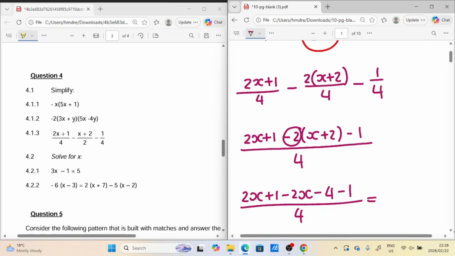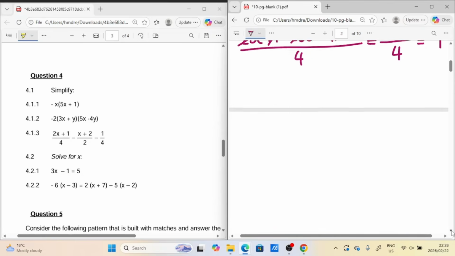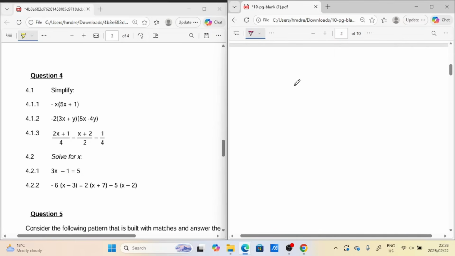We simplify here, so this is going to be 2x minus 2x, so we're actually getting rid of those. They're going to cancel. 1 and the minus 1, they'll cancel. So this is going to be negative 4 at the top over 4. And then minus 4 divided by 4 is going to be minus 1 as our final answer there. Okay, 4.2, they're asking us now to solve for x.